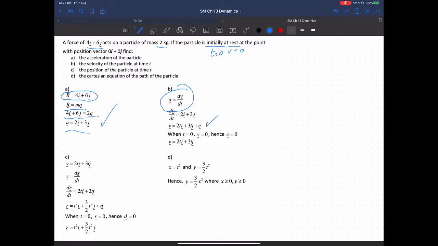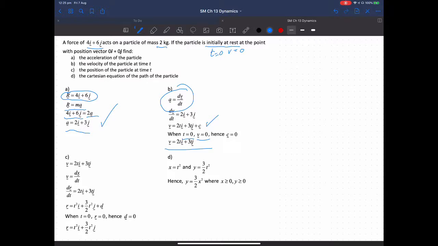Now we know when time is 0 and velocity is 0, we are told that the position vector is 0i plus 0j. We know when t equals 0, v equals 0. So substituting that into our formula there, we get the constant vector is equal to 0. So we now know what velocity is.